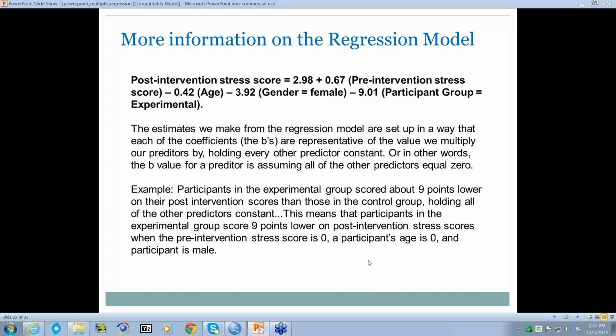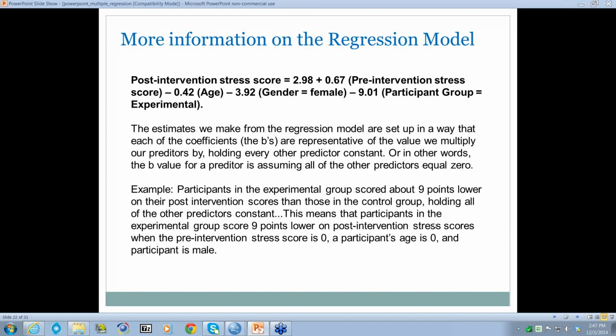Here's an example. Participants in the experimental group scored about 9 points lower. At least that's what I reported, even though it didn't look like that in the output. Sorry about that. They scored about 9 points lower on their post-intervention scores than those who were in the control group, holding all of the other predictors constant, which means keeping them at 0.